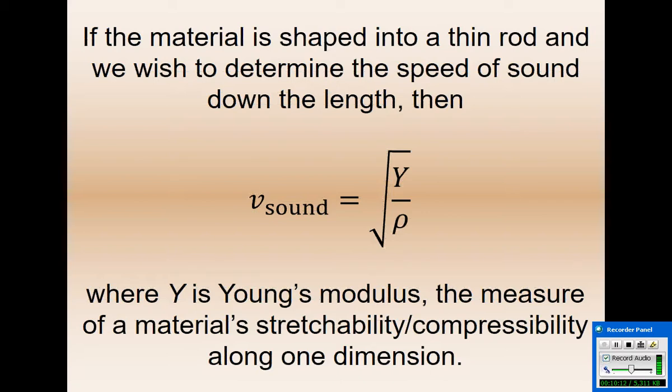So if I have a bulk solid, I'll use the bulk modulus over rho and take the square root. But if that solid is shaped into a long, thin rod, then I want a one-dimensional measure of how stretchy or compressible that solid is. And that one-dimensional measure is called Young's modulus, and it's represented by a capital Y. In the case of a solid being in a long, thin rod, we would express the speed of sound as the square root of Young's modulus divided by rho.